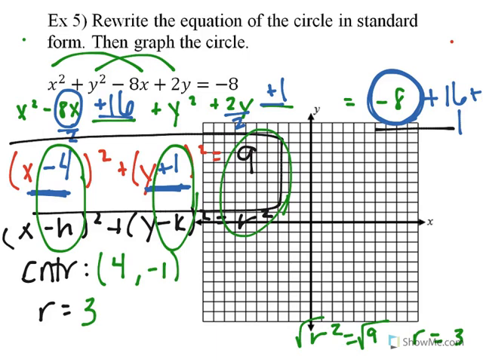And now I can plot these points. Okay, so 4, -1, and then I have a radius of 3 in all directions. So I'll go up 3, right 3, down 3, left 3 from the center, and I'll make my circle. And that will be my circle. Okay, definitely a problem you want to look over, just so that you know what you're doing.